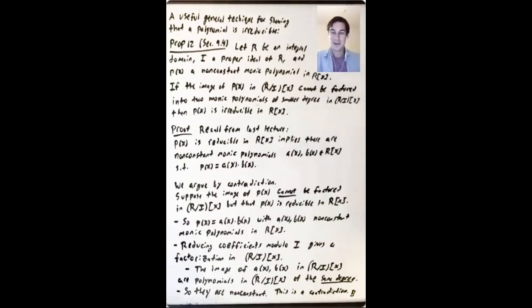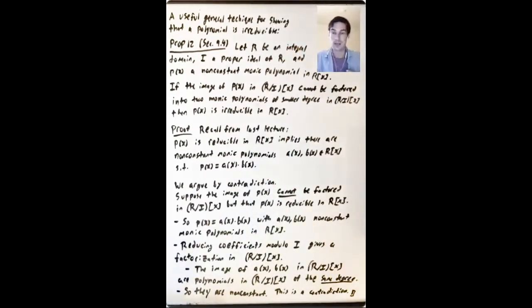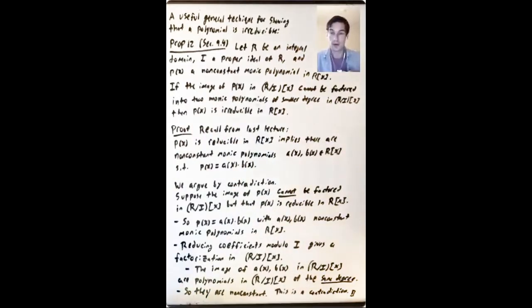Last video, we talked about ways to check that polynomials of degree 2 or 3 are irreducible. And now I want to talk about a useful general technique for showing that a polynomial is irreducible that applies to polynomials of any degree. This is proposition 12 in section 9.4.